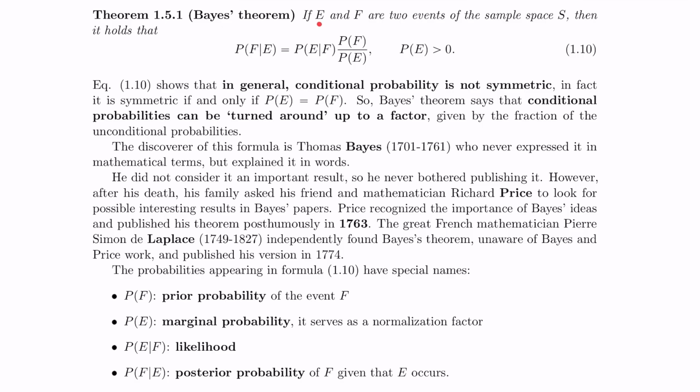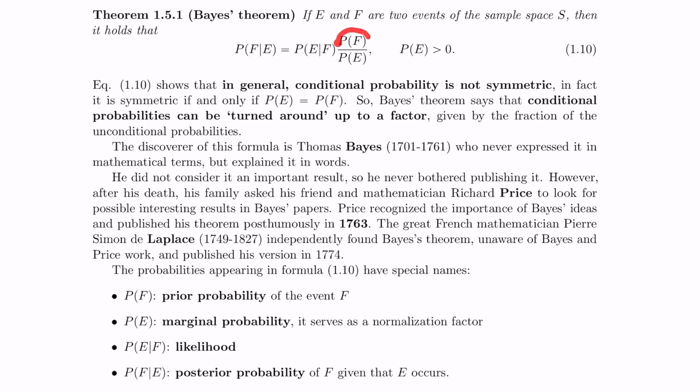Given the events E and F belonging to the sample space S of a random experiment, with a probability of E strictly greater than 0, then this formula holds, which is called Bayes' theorem. Notice that here we have two conditional probabilities, while in this fraction we have unconditional probabilities. Bayes' theorem shows that the conditional probability in general is not symmetric.